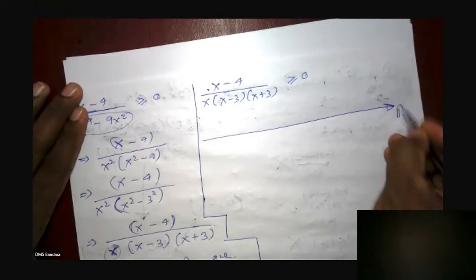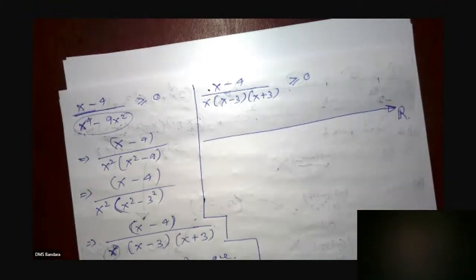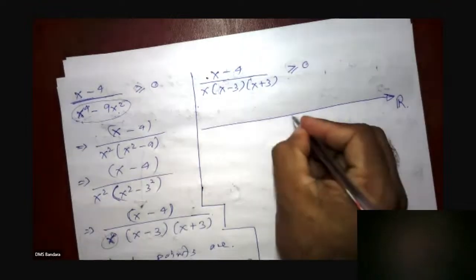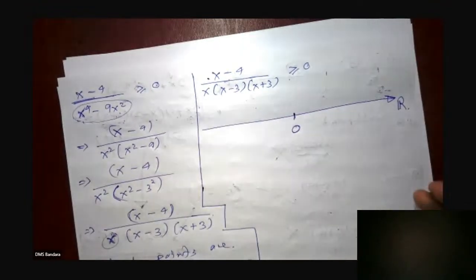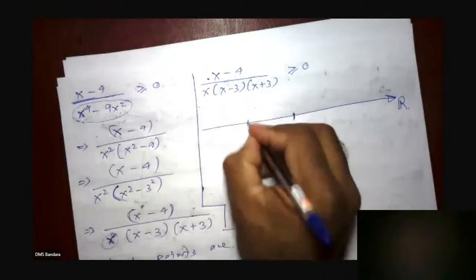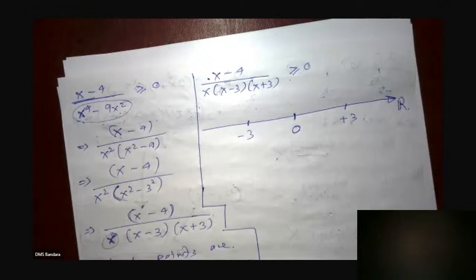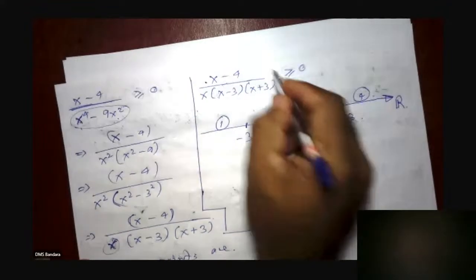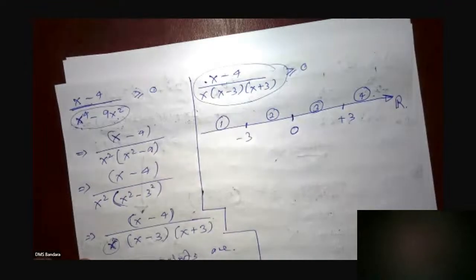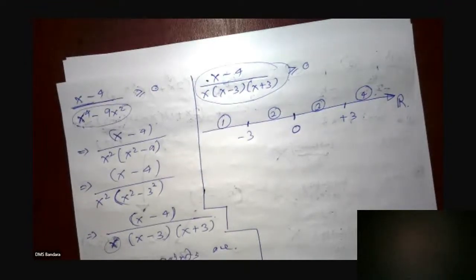I place the critical points on the real line: x equals 0, x equals minus 3, x equals plus 3. We have the 4 regions. Now we can see which region satisfies this inequality. Which region satisfies the inequality?